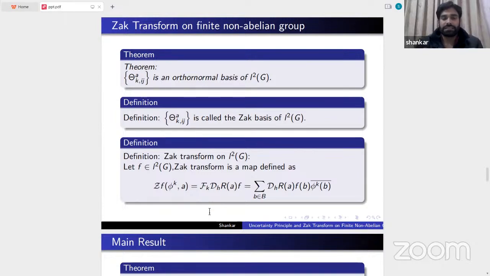Now we define the Jack transform. The Jack transform for L2(G) is a map which is equal to the summation of the downsampling D_H times the regular right representation R_a times f(b) times the conjugate of the representation phi k, where the summation runs over elements of subgroup B. So using this Jack transform, we have the following results.